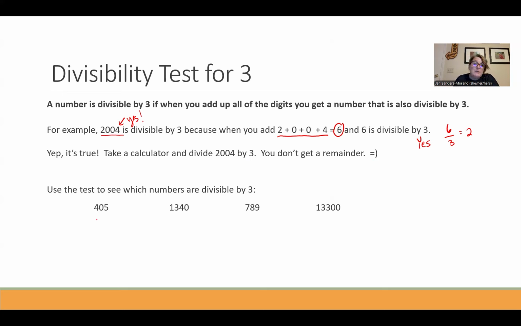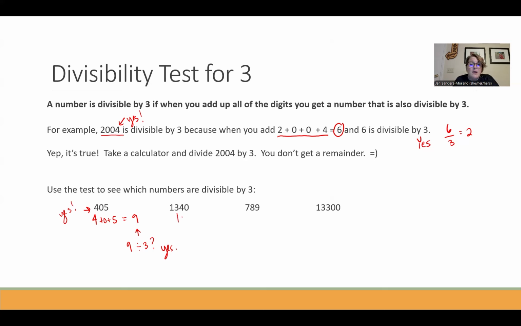So what we're going to do is add up the digits. I get the digit 9, and is 9 divisible by 3? Yeah, of course it is. 9 divided by 3 is 3. So what that's saying is that if you get a yes here, it means that the original is also a yes. That 405 is divisible by 3. Okay, so that one's a yes.